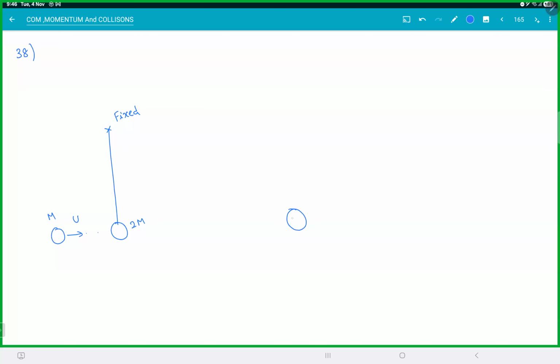So after the collision, 2m, let's say this is m, and let the speed be v1 and the speed be v2. So the story is still the same. Remember, tension is vertical, so there are no horizontal forces. Momentum: mu, 2m has 0, equals m v1 plus 2m v2. u is equal to v1 plus 2v2. This is your first one.